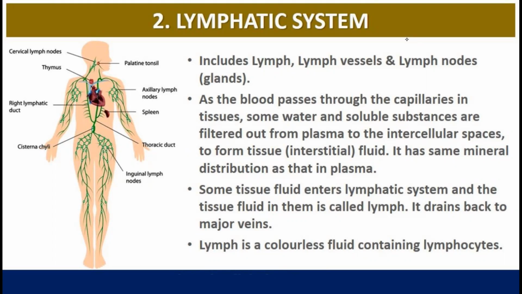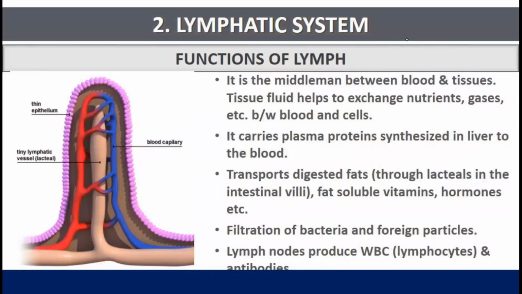It drains this fluid back to the major veins. Lymph is a colorless fluid which contains lymphocytes. The function of lymph is that it is the middleman between blood and the tissues. Tissue fluid helps to exchange nutrients, gases, etc. between blood and the cell.